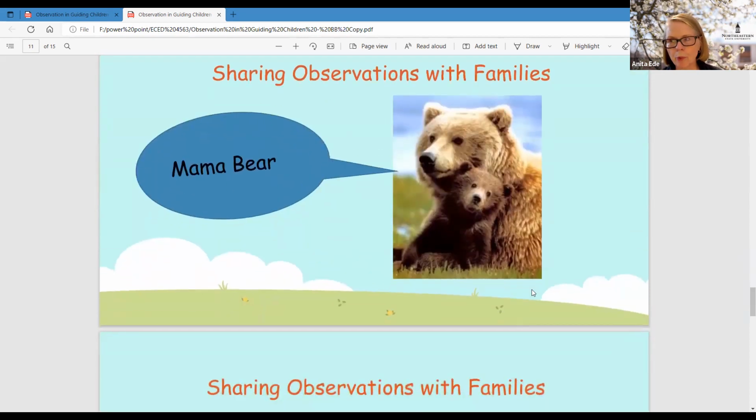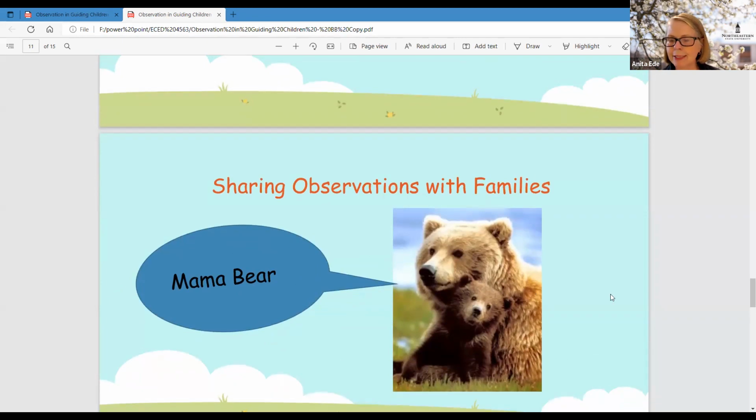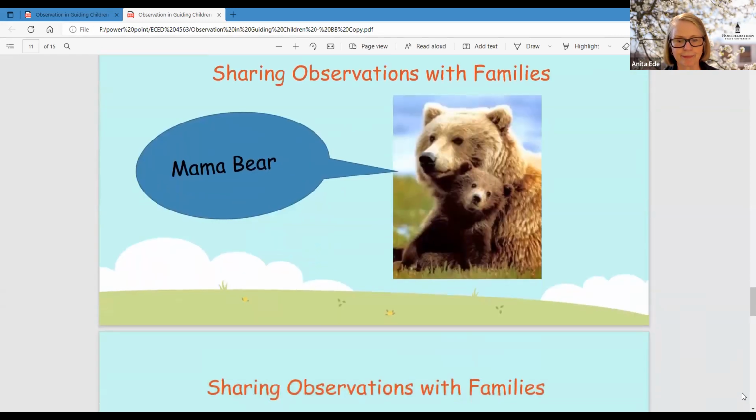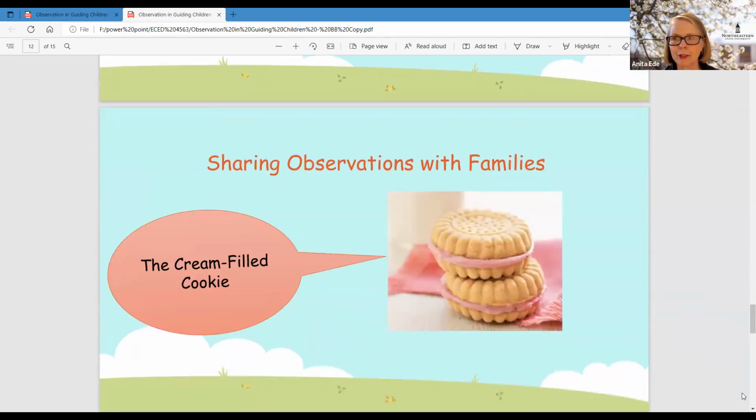And here's something important to remember. This is the mama bear. Whenever someone comes to talk to me about my children or my grandchildren, I'm the mama bear and the grandma bear. Remember that. You're going to be talking to those mama bears and grandma bears too. When you share an observation with one of those mama bears and grandma bears, always remember that yummy cream-filled cookie.